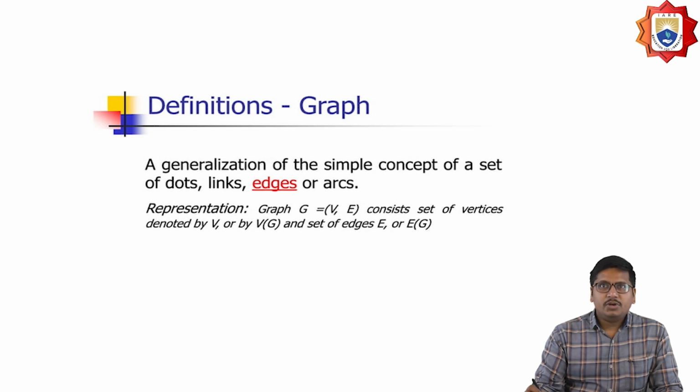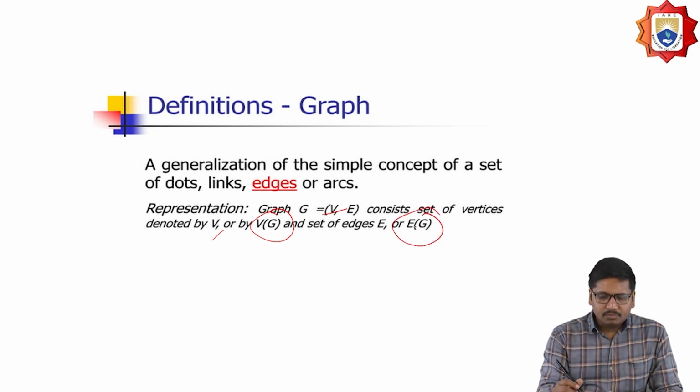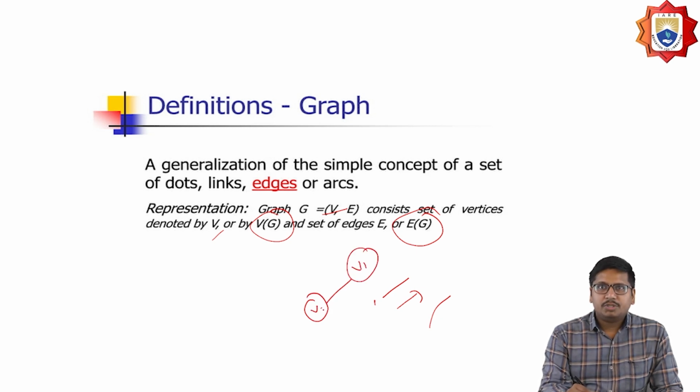Normally, a graph is represented in the form of vertices and edges. It has a set of vertices, denoted by V or V of G, and a set of edges, denoted by E or E of G. So it is a generalization of the simple concept of dots and links, edges and arcs, and the combination of these is the graph. We represent it as vertices and edges that are connected, and that is represented as a graph here.